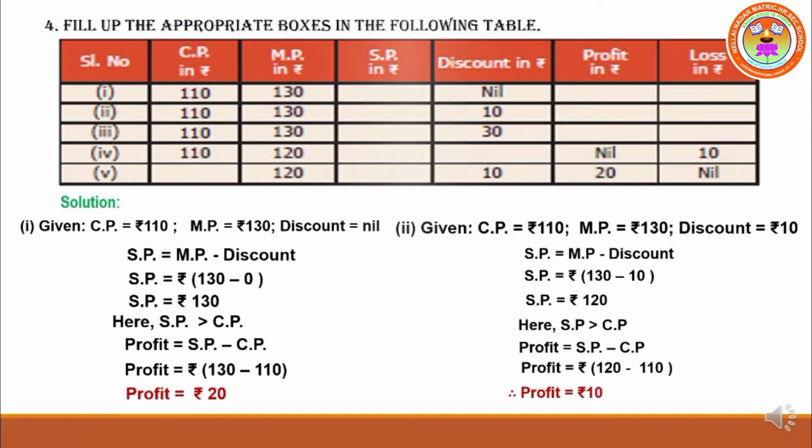Now we'll move to the third sum. Here we have been given CP as 110, MP as 130 and discount as 30 rupees. So here we are going to find what is SP using the formula MP minus discount. On substituting the values for MP and discount, 130 minus 30. And what will be the answer? 100 rupees. That is the value for SP. Now what should I do? Yes, very good. We have to compare SP and CP.